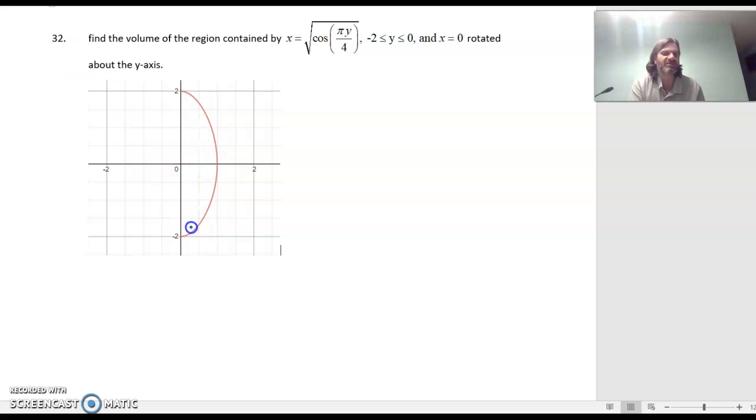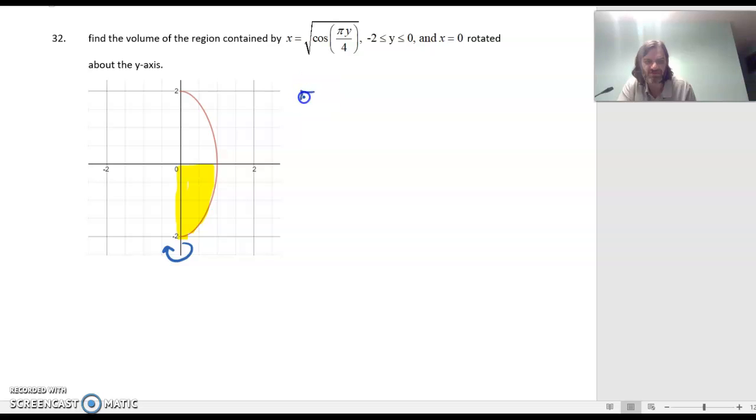I didn't know what this thing looked like, so I went to Desmos and graphed it. But we know that we have it bound from 0 to -2, and by the y-axis of x equals 0, and this curve from the square root of cosine. So this is only the fourth quadrant part, and we're going to rotate it around the y-axis.